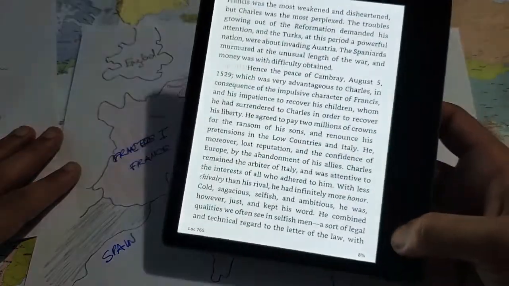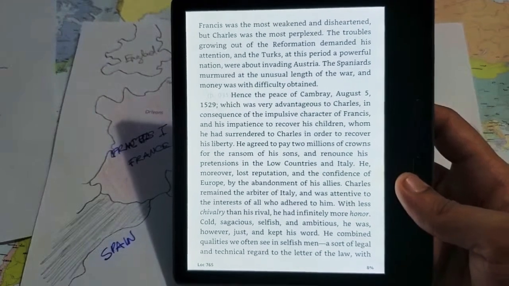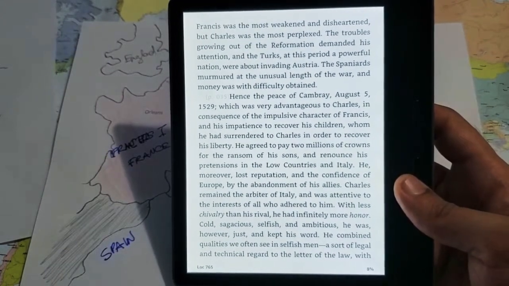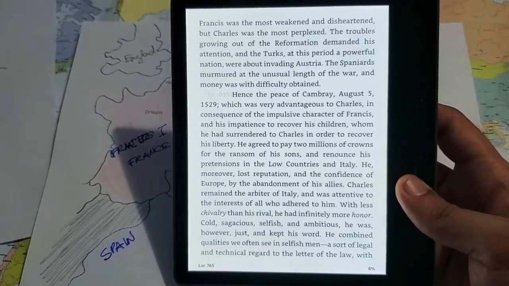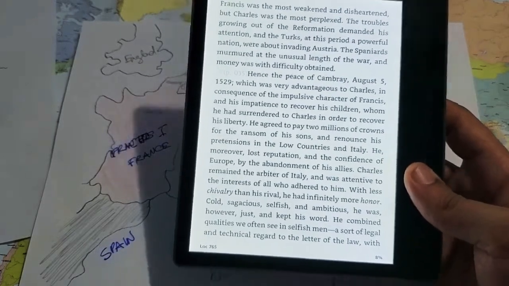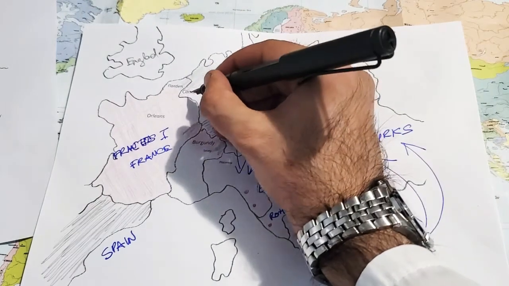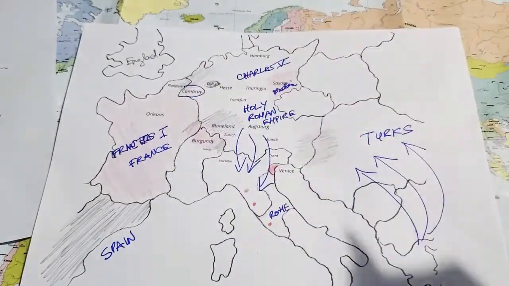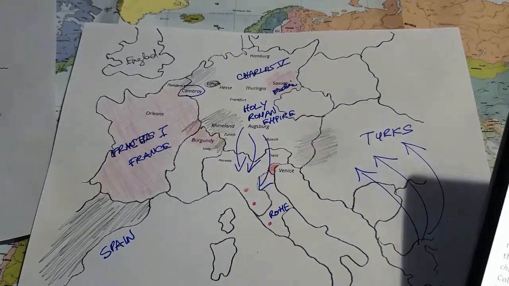Hence, the Peace of Cambrai, August 5th, 1529, which was very advantageous to Charles in consequence of the impulsive character of Francis and his impatience to recover his children, whom he had surrendered to Charles in order to recover his liberty. So they signed a peace over here, and I actually highlighted Cambrai for you to show where the peace was signed. It's basically on the French and the German border. And also, his 2 children were hostage.